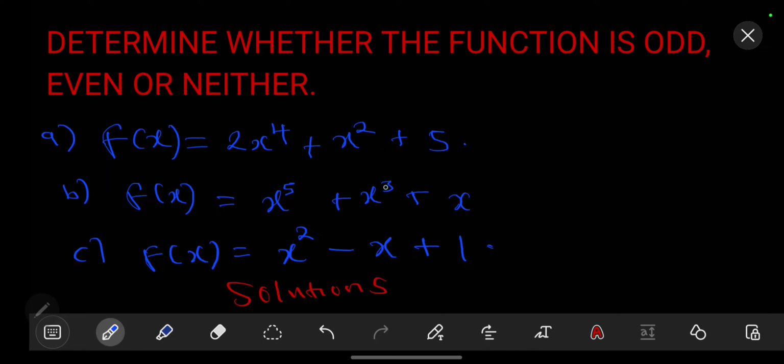It has got power 5, power 3 and power 1. 1 is an odd number, 3 is an odd number, 5 is an odd number. This means to say the whole function becomes an odd function.